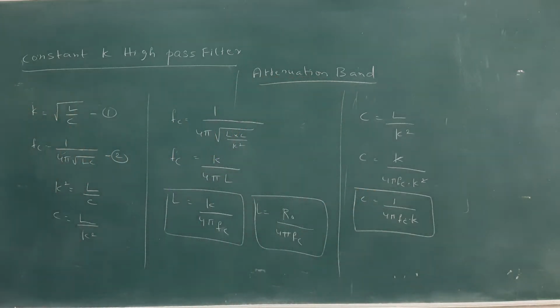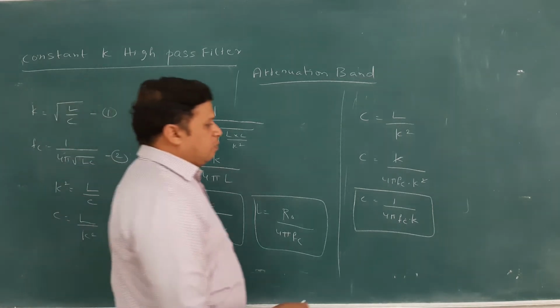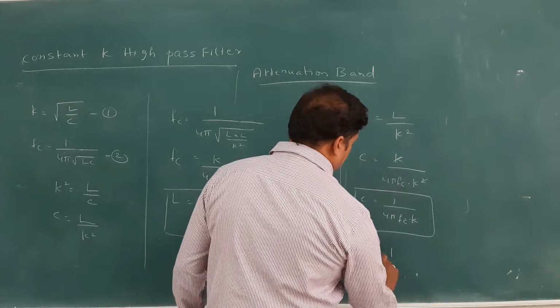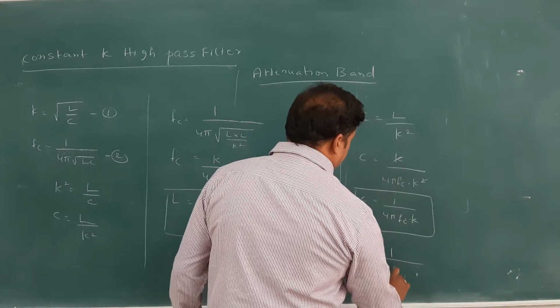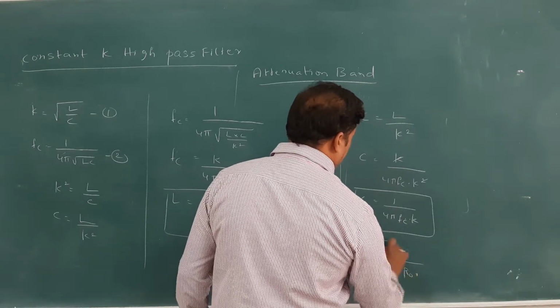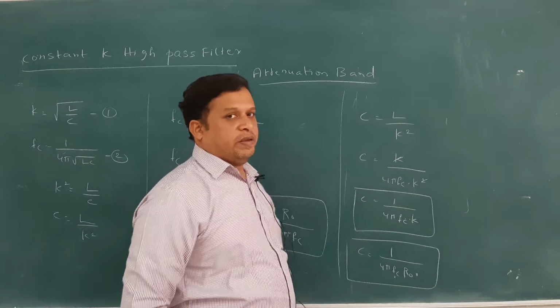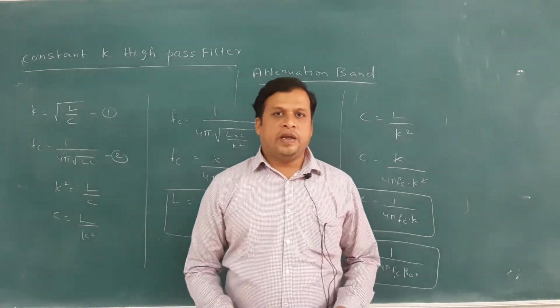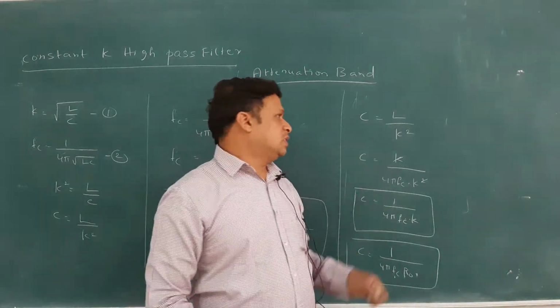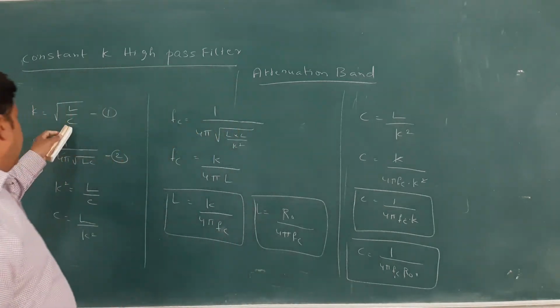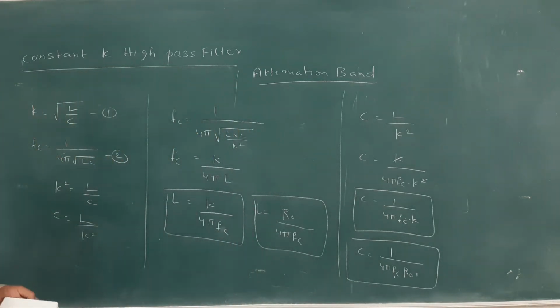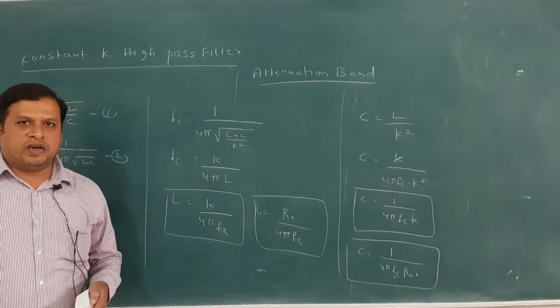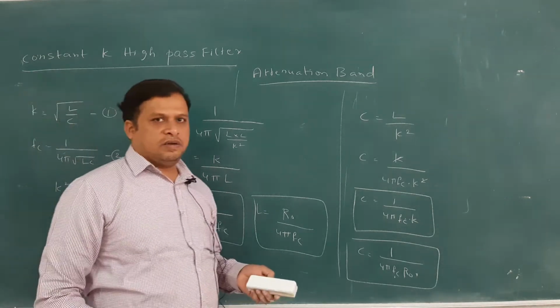C is equal to 1 by 4 pi Fc K, or we can write here 1 by 4 pi Fc R naught also. C is equal to 1 by 4 pi Fc into R naught. So here we got the value of capacitance as well as the inductance values. From these equations we got the values. Now we will find the high pass filter and low pass filter design. Okay.